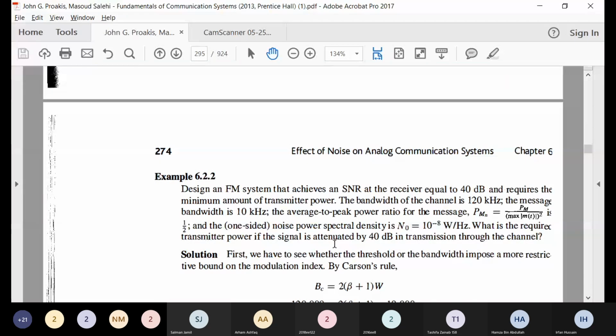Now let us see some example. We have an FM system and we require that the SNR at the receiver is 40 dB, and we require the minimum amount of transmit power. We want the SNR at the output of the receiver to be 40 dB, but we want to send the minimum amount of transmit power. This means we want to maximize our beta. So if you maximize beta, you maximize the bandwidth, and hence you will be requiring minimum transmit power, a minimum signal ratio at the baseband level.